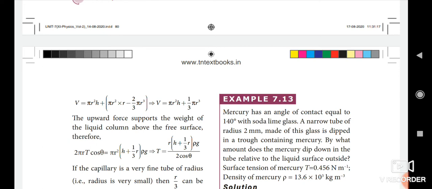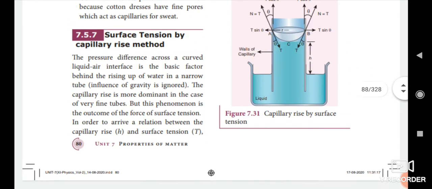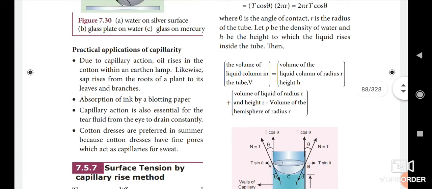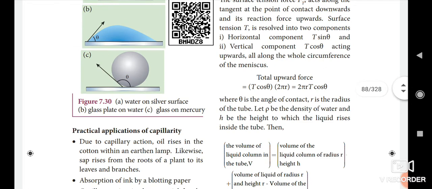So what is the surface tension by the capillary rise method? First we have to consider one beaker. The beaker is filled with water and one capillary tube is inverted into this beaker. Here it acts as a tangent. The surface tension force acts along the tangent at the point of contact. So here two forces are involved, one is the downward force and another one is the upward force. It is resolved into two components: the horizontal component is denoted as T sin theta and the vertical component is denoted as T cos theta.